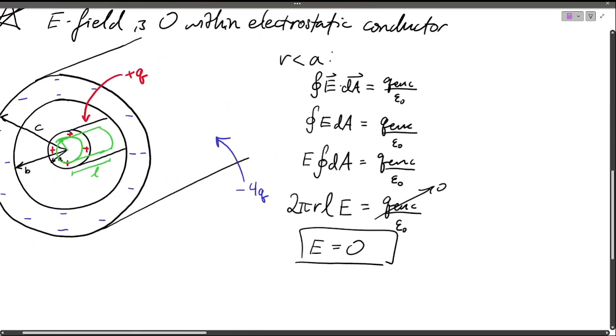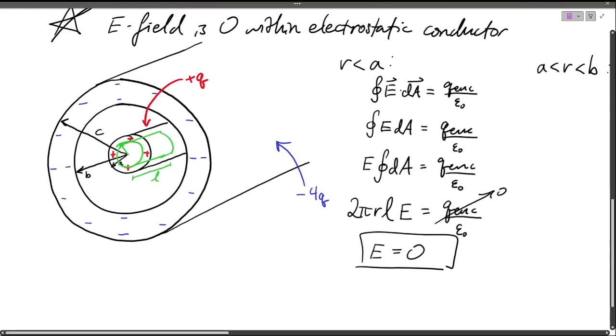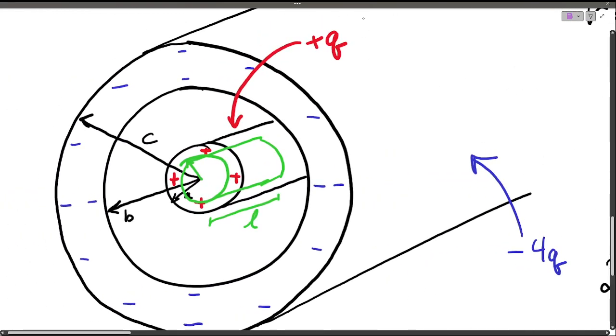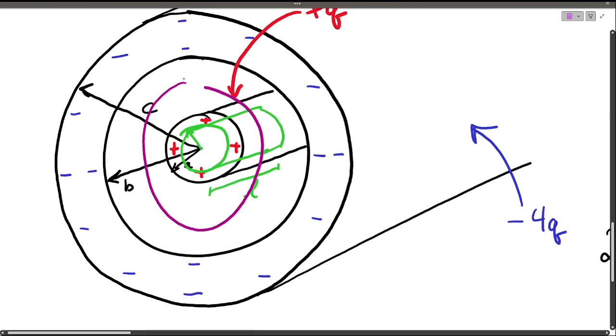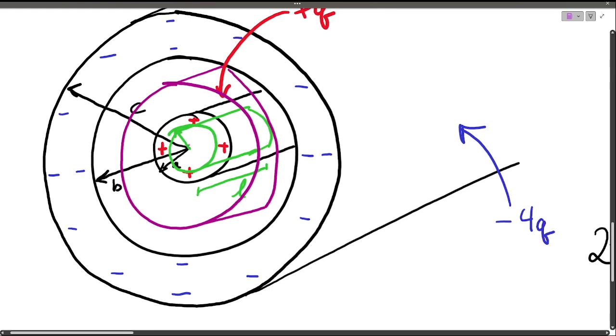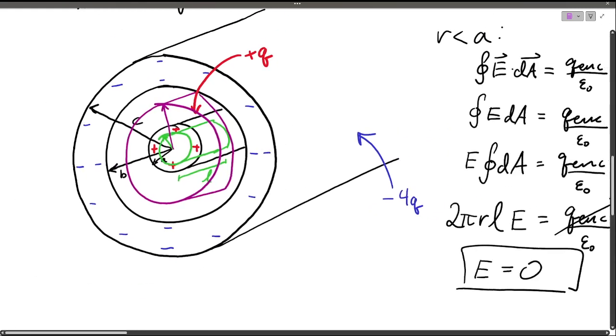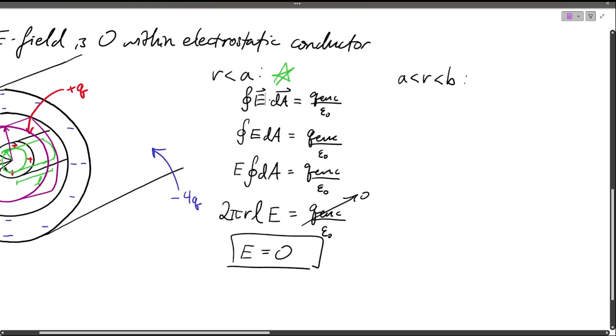Now let's move on to the next case, which will be for A less than r less than B. So now we have a new surface. We'll use the same length L. And now we're at some new radius, which we'll also call r. I'll just mark this little green star so you can see which surface it matches up with.